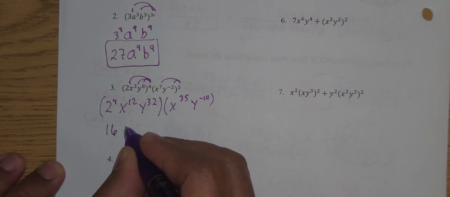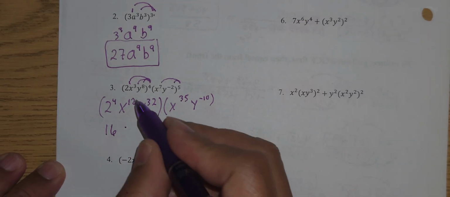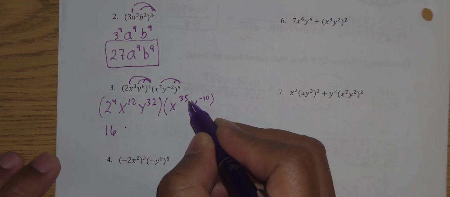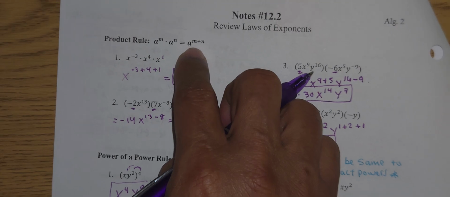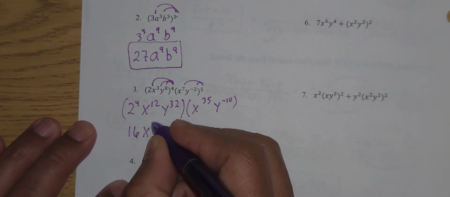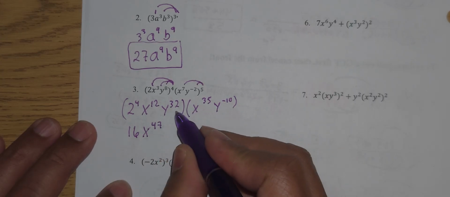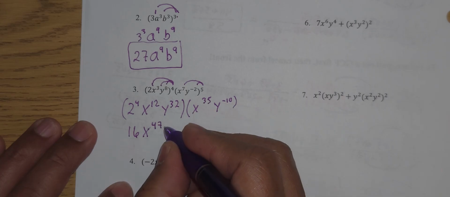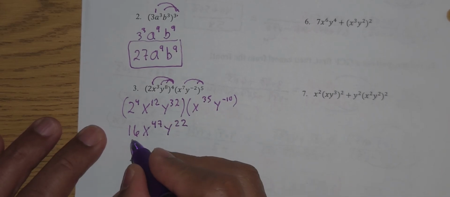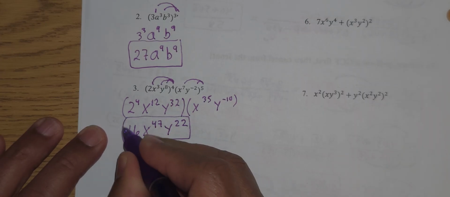And now notice I'm going to do this right away. When I combine x to the 12th times x to the 35th, that's actually the product rule. You just add the exponents. So 12 plus 35, that's 47. So x to the 47th power. And then y to the 32nd minus the 10th power, that's y to the 22nd power. Okay, so then this is the answer to that problem.